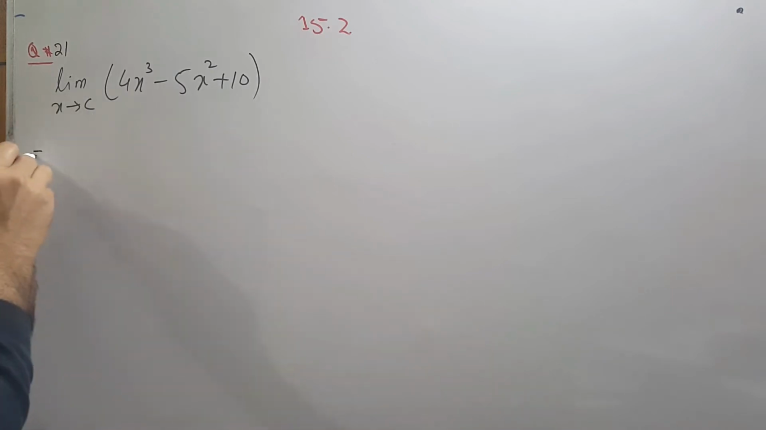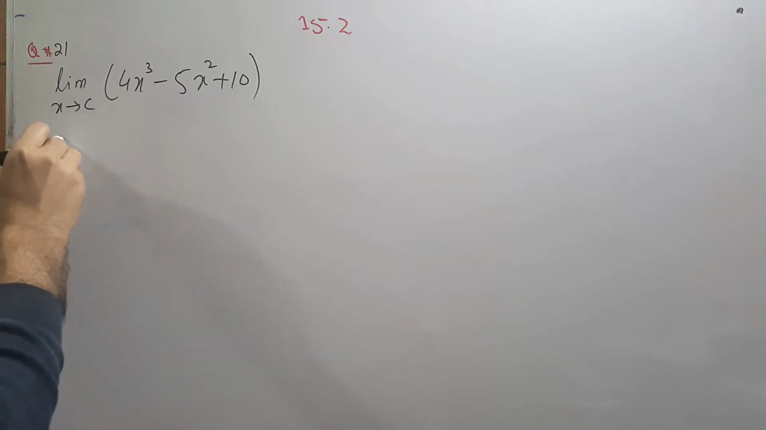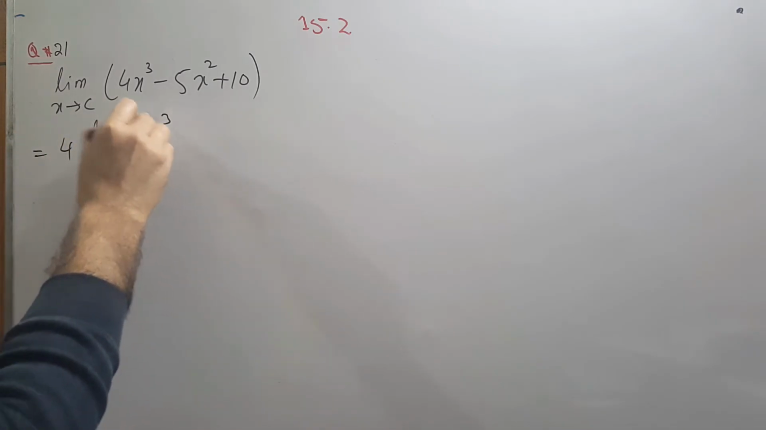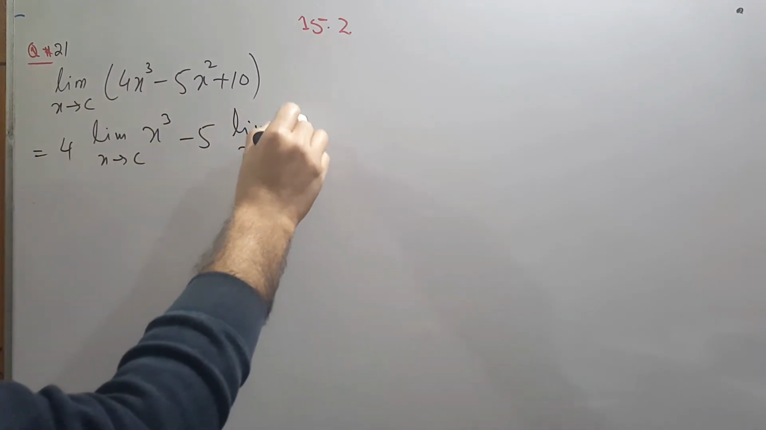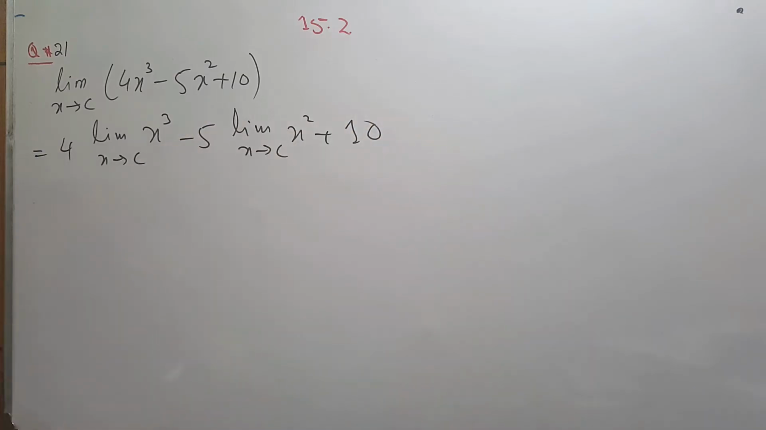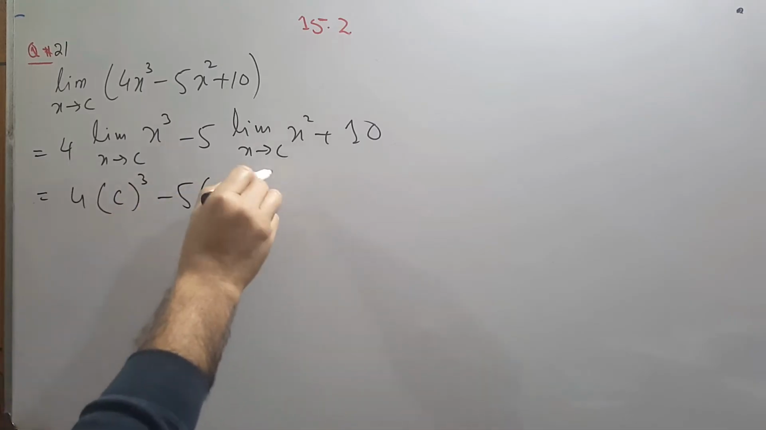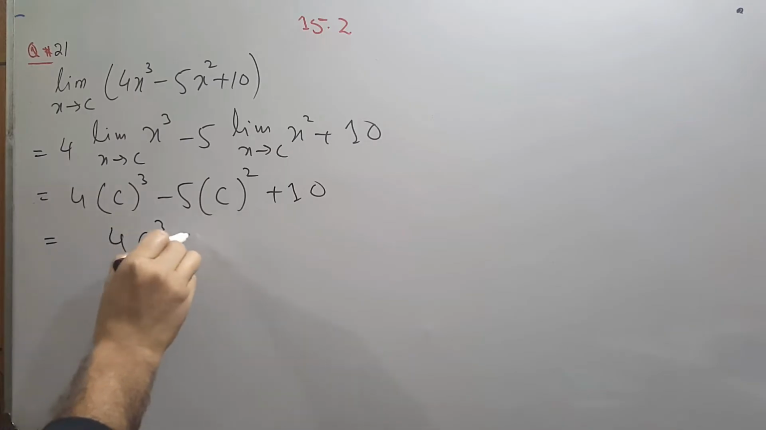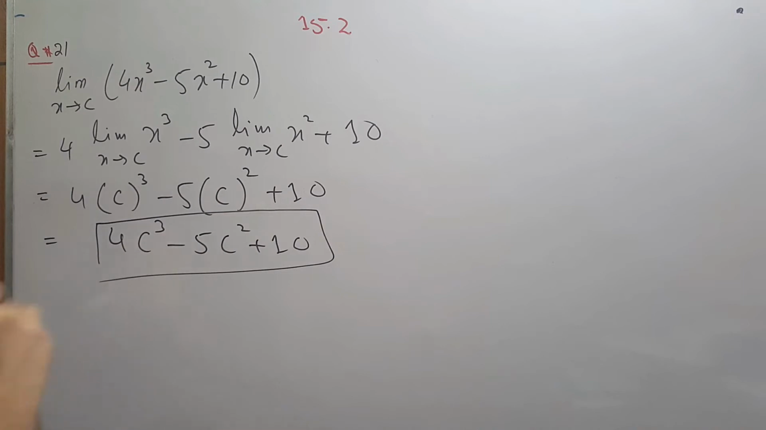Now in this one you can see that the limiting value x approaches c, some constant. So simply you can apply the limit x approaches c on the x cube. The constant terms, you can take them out and you don't need to apply the limit on the constant. So you have 4 c cubed minus 5 c squared plus 10. And that's the answer.